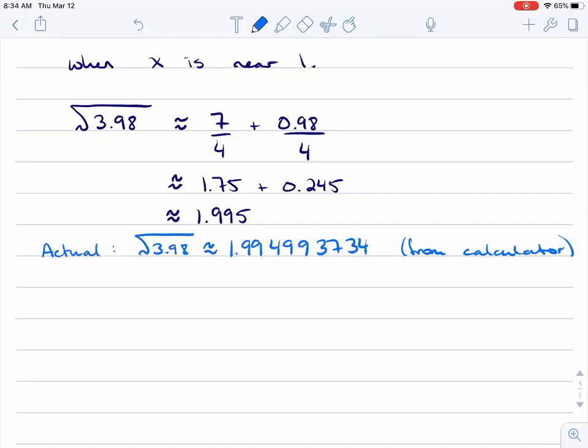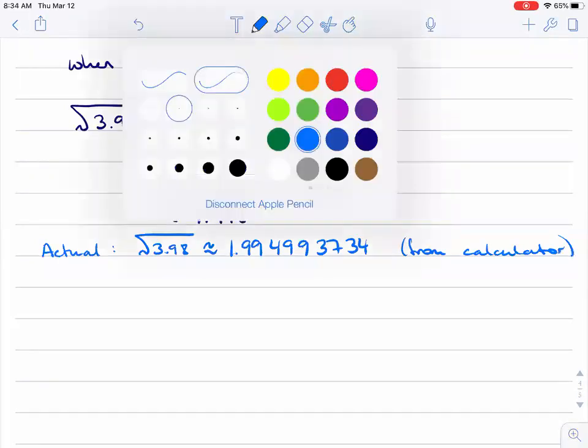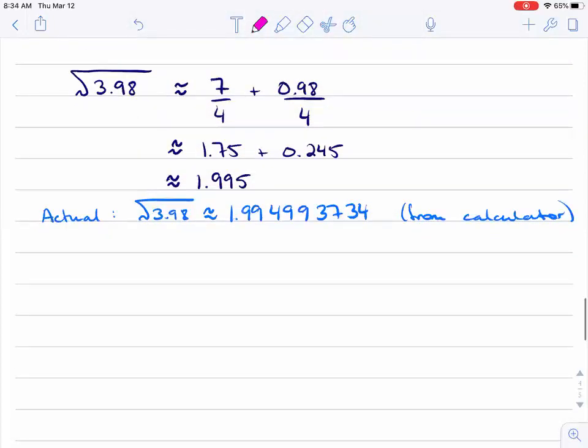If we have to look at this and decide if our approximation was an overestimate or an underestimate, looks like our approximation was slightly over what it should have been, right? 1.995 is slightly over 1.99499, right? And so here, therefore, we have an overestimate.